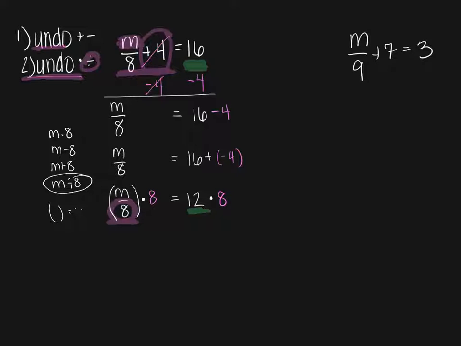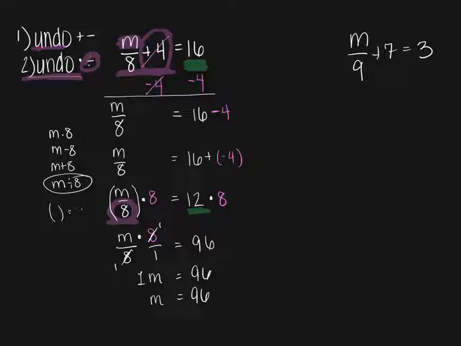Okay, so m times 8. M is divided by 8. This is the same as 8 over 1 equals 12 times 8, which is 96. Did I do that right? Yeah. Okay. I'm going to cross these out. I get 1, and this is 1m equals 96, or just m equals 96.